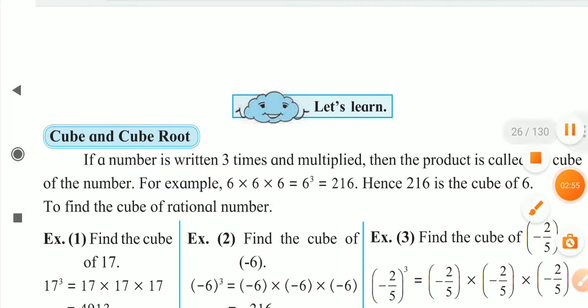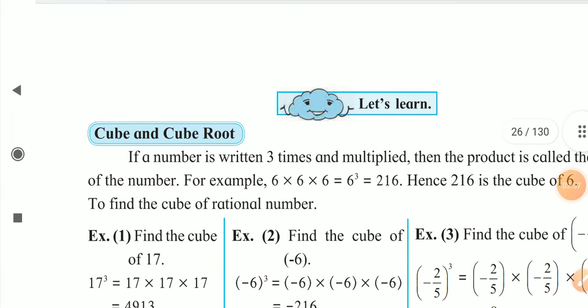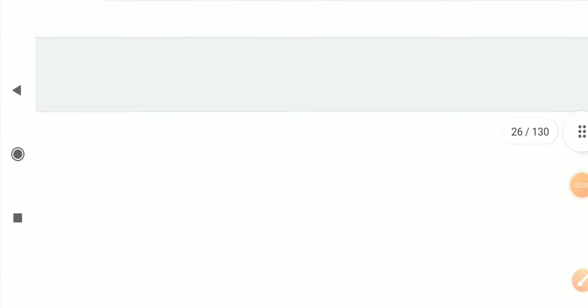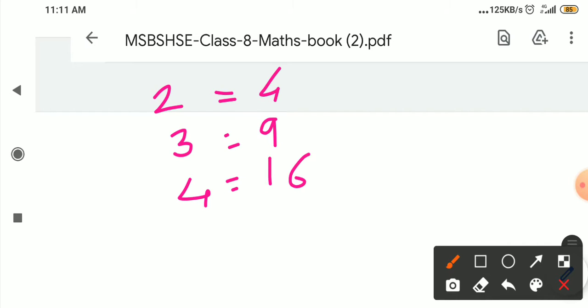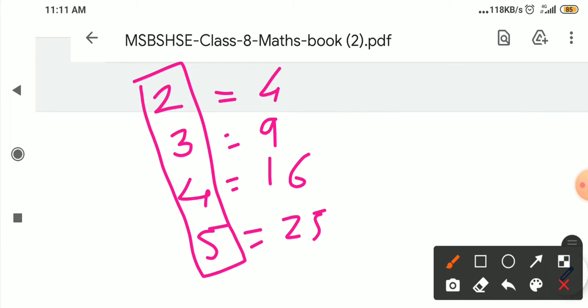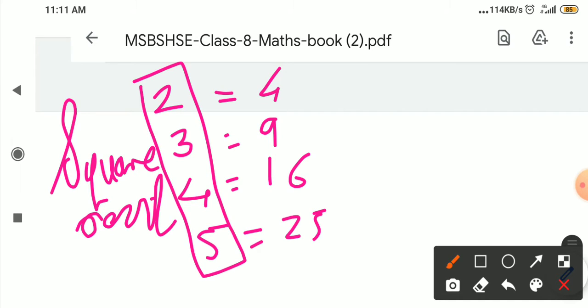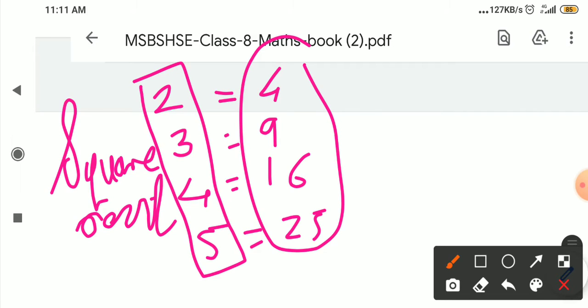Now the next point is cube and cube root. We know square and square root, I taught you this. 2 square is 4, 3 square is 9, 4 square is 16, 5 square is 25. This sign is called square root, S-Q-U-A-R-E, square, R-O-O-T, root. And this side is called square.